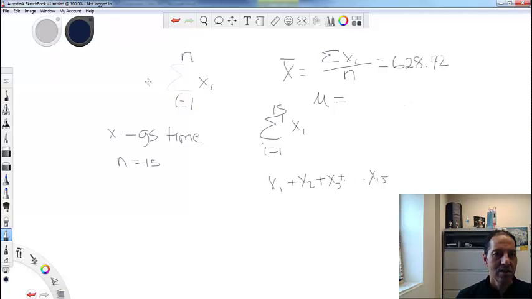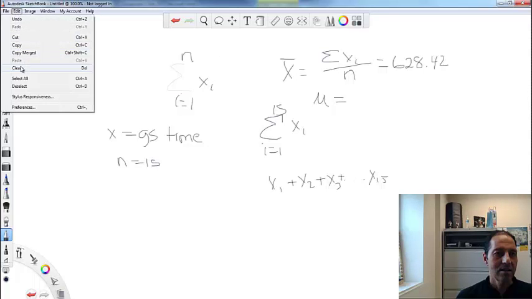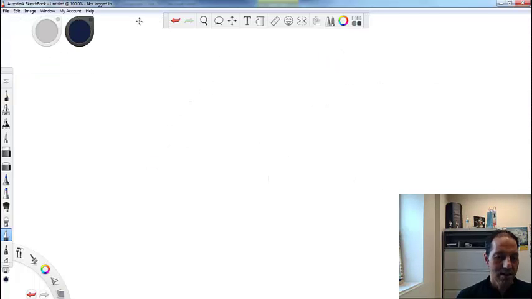Okay, so let's just clear this up. We don't need this anymore. Edit, clear. Now we want to go ahead and calculate the variance. For the sample variance, we use S squared. That's our sample variance. This is an estimate of the population variance.